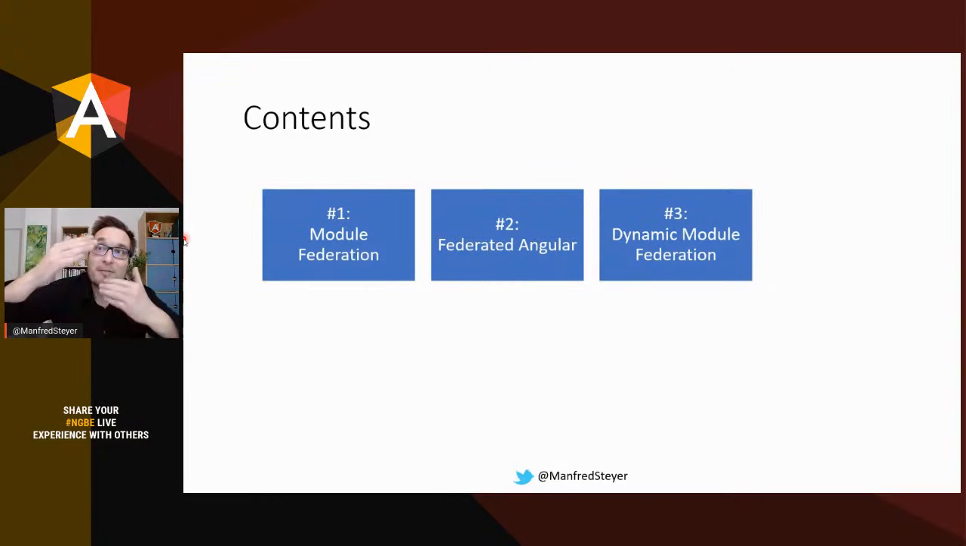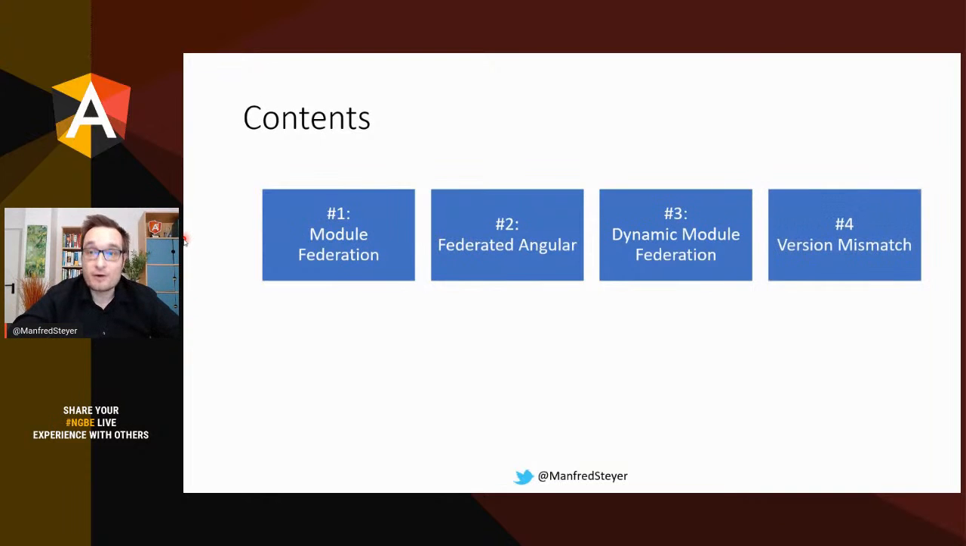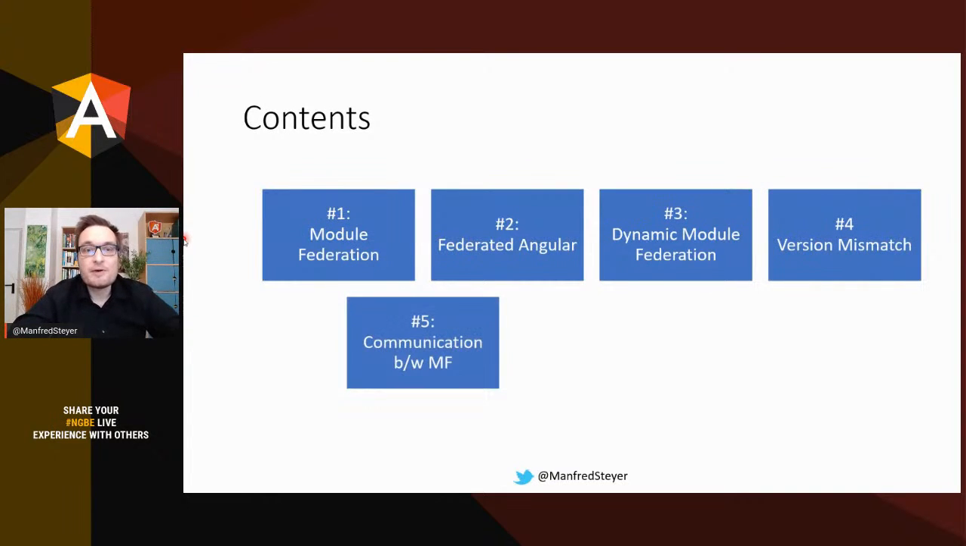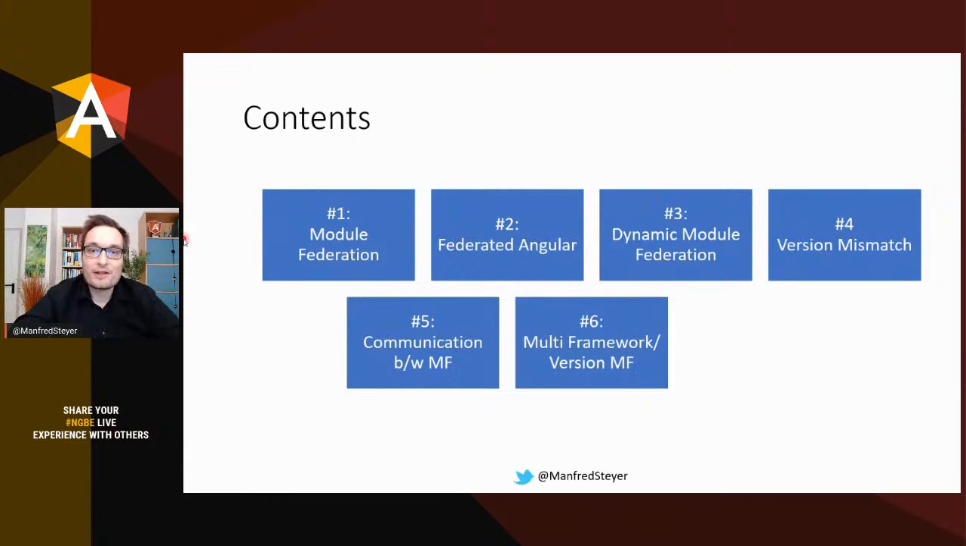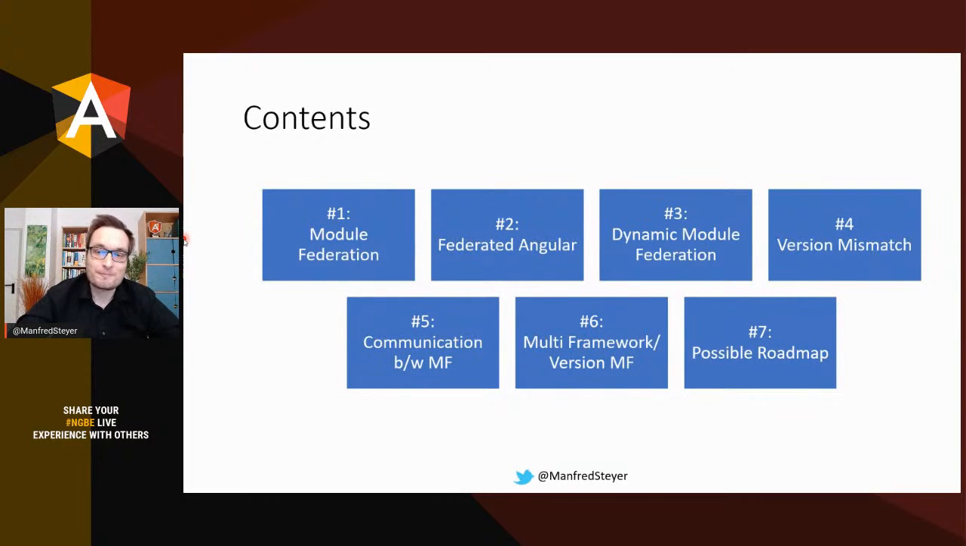We get some metadata about it, and then we can load this or that micro frontend in a very dynamic way. We will talk about version mismatches. We will talk about the communication between micro frontends and about what I'm calling multi-framework, multi-version micro frontends. This is a brand new topic, and I've got a lot of questions about this recently, and that's why I decided to include this topic on short notice in this talk. And at the end, I will also give you an overview about a possible roadmap.